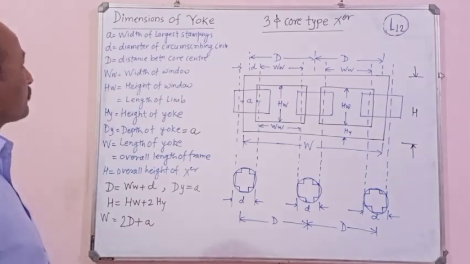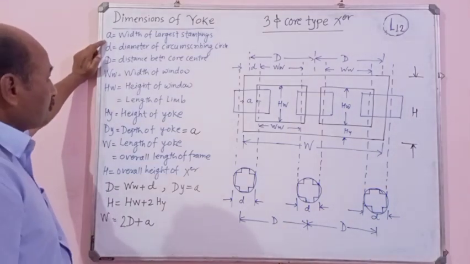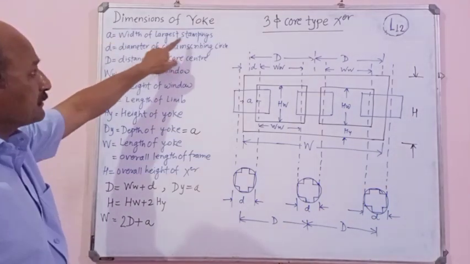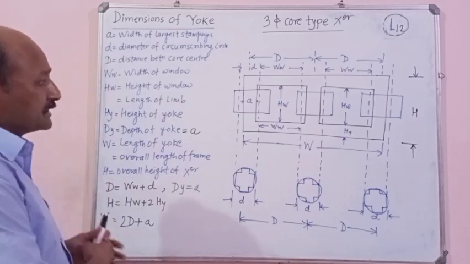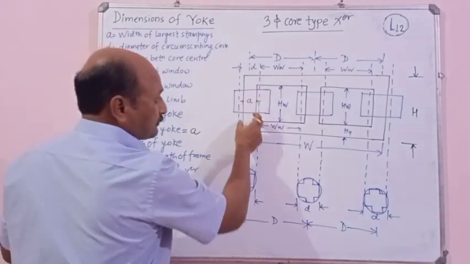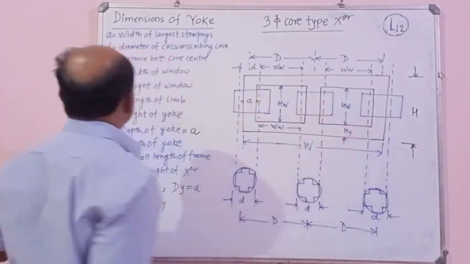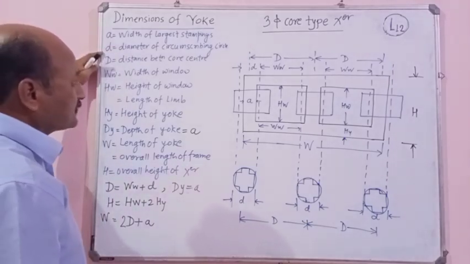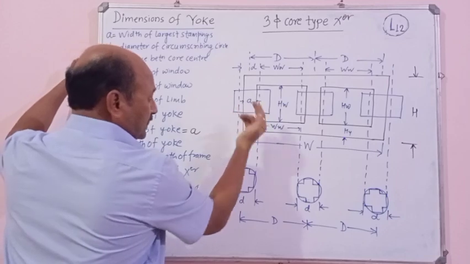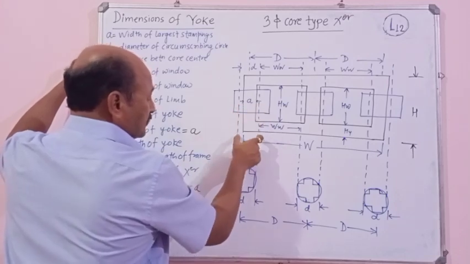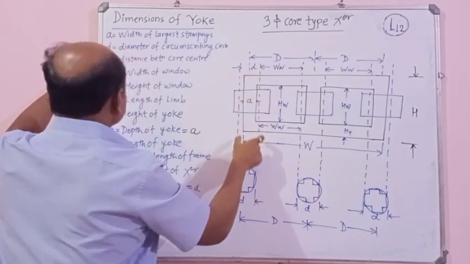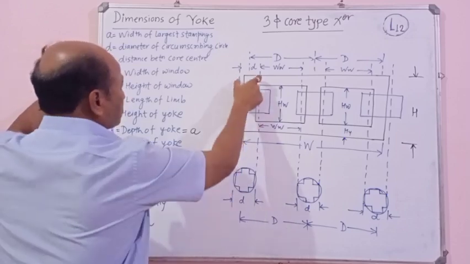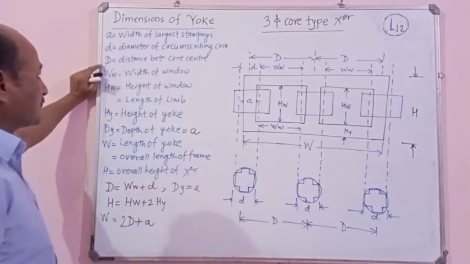Again I am repeating. So A equals the width of the largest stamping. So width of the largest stamping is nothing but this distance. Then small d is nothing but the diameter of the circumscribing circle. So here the winding is wound. So that distance is nothing but the diameter of the circumscribing circle.